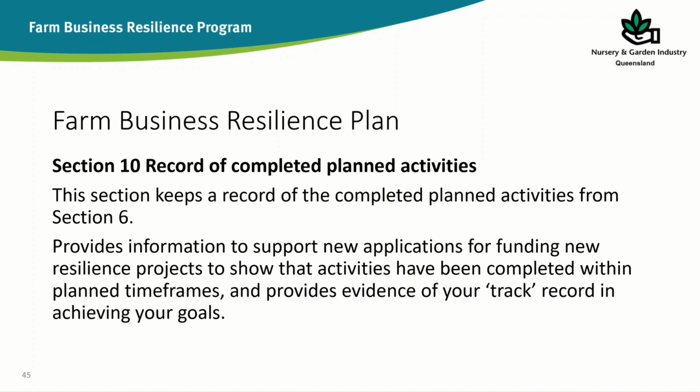Section 10 is a record of the completed activities identified in Section 6. Keeping a record of completed activities shows a track record of how projects have been addressed in the past and can be used when applying for funding in the future from lenders such as QRider.